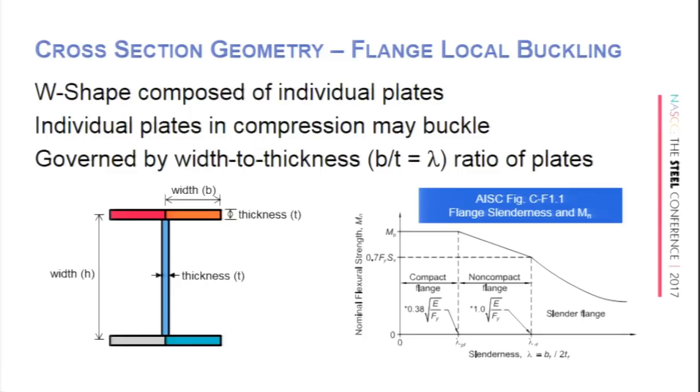So not only do we have to meet the bracing requirements, we also have to meet the flange slenderness requirements here: 0.38 times the square root of Young's modulus over the yield stress of our material. We have to be less than that to actually achieve our full plastic moment capacity.